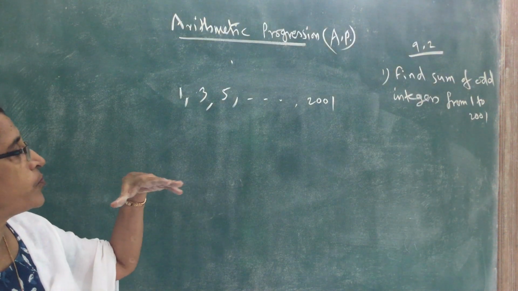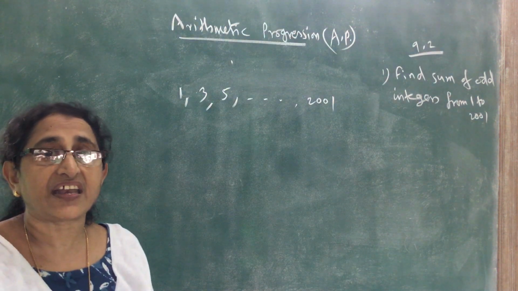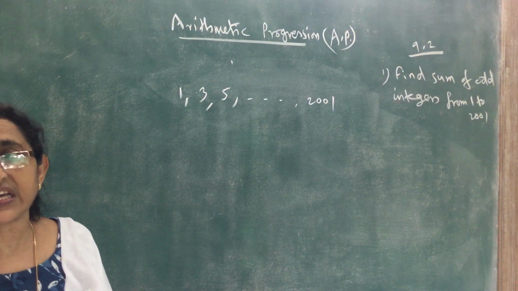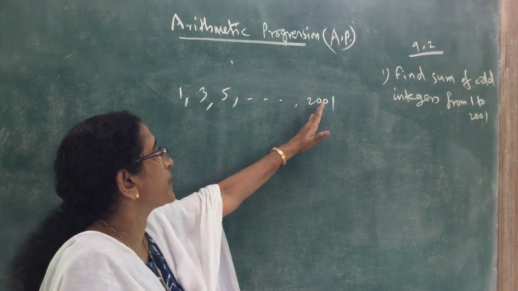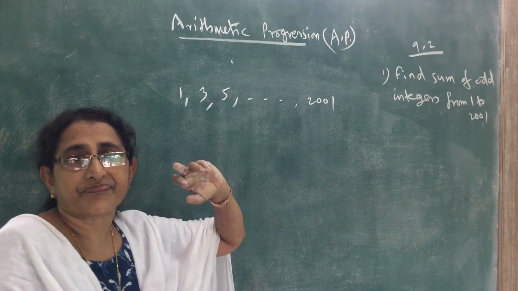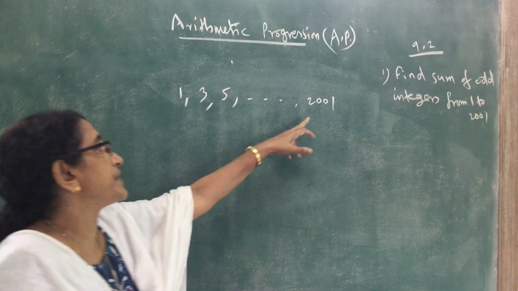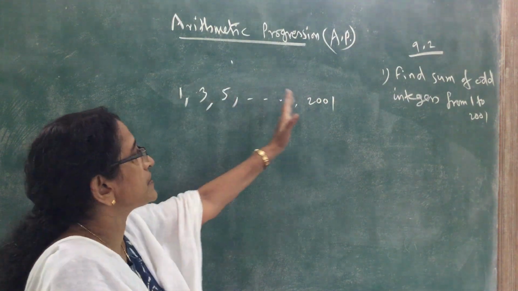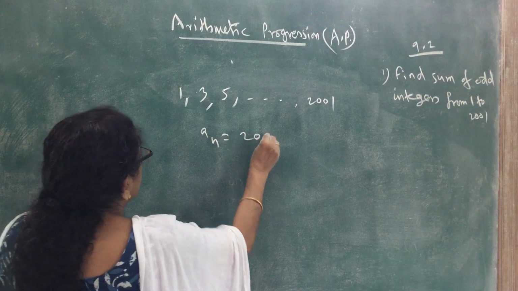So we can use the formula of AP, sum to n terms of the AP. For that we want to find n, the number of terms. So first we will find the number of terms. Assume that in this arithmetic progression there are n terms. So the last term will be the nth term. If there are n terms in the AP, the nth term will be the last term. So the nth term we can write an equal to 2001.